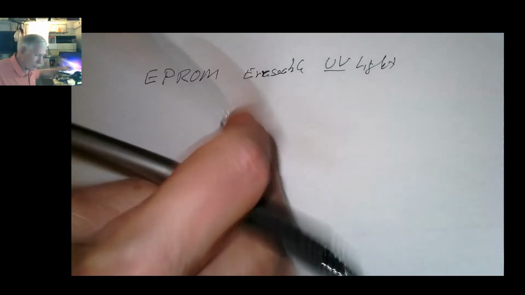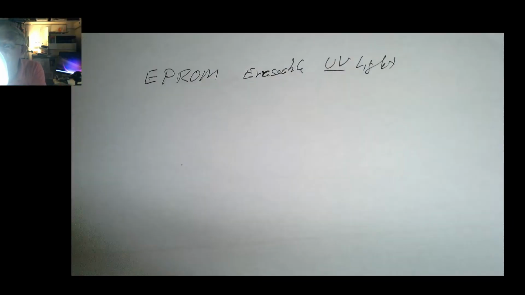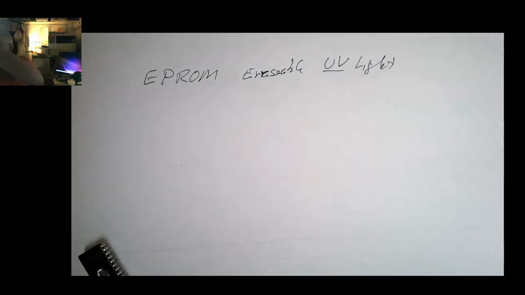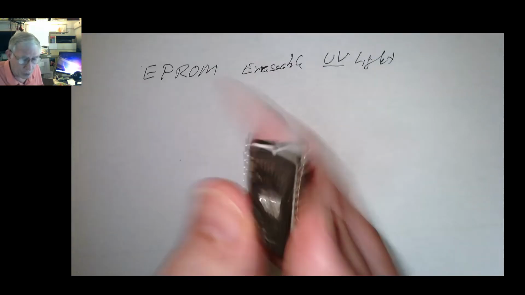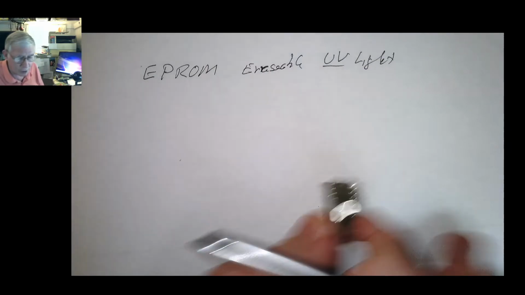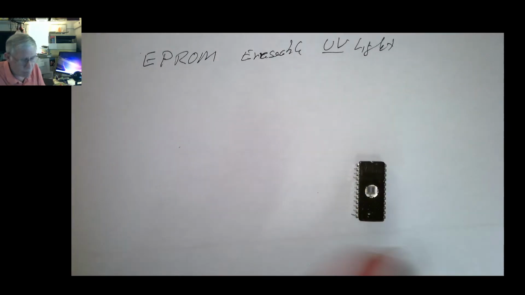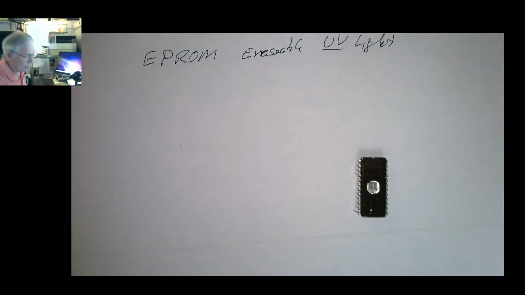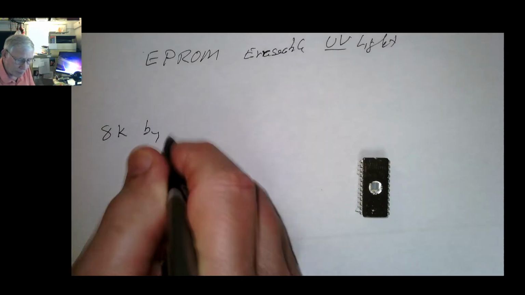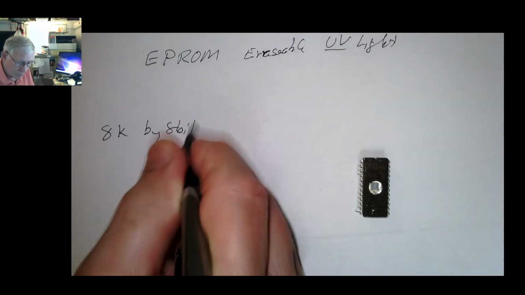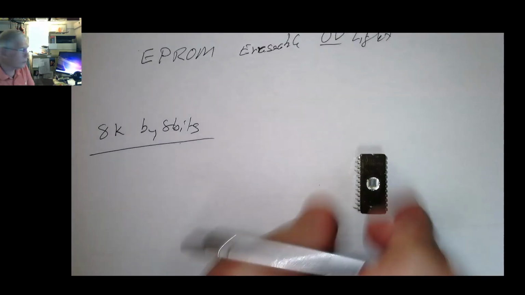Let me get on my glasses. I might be able to see it here. I think this is a 2716. So it was a standard ROM, and I believe I'd have to look it up. I forget. It definitely had 8-bit bytes, and I'm not sure how many address lines. It was maybe 8K by 8 bits. Something like that.